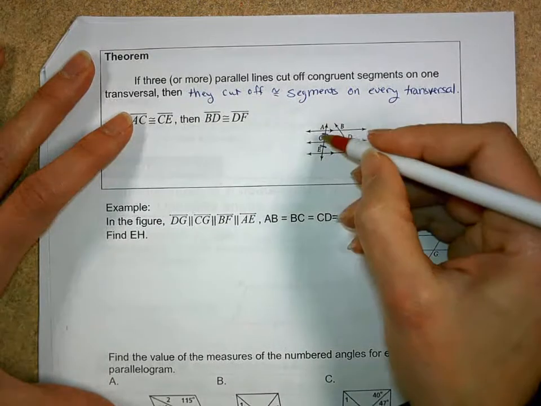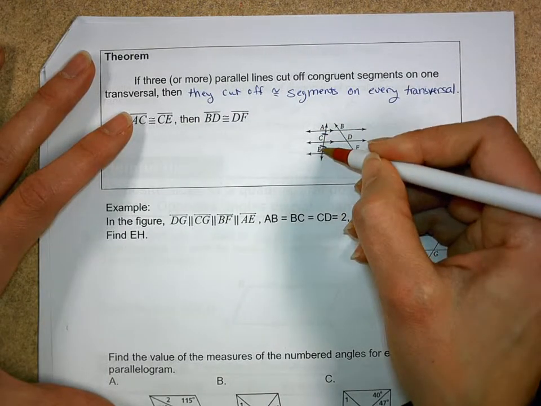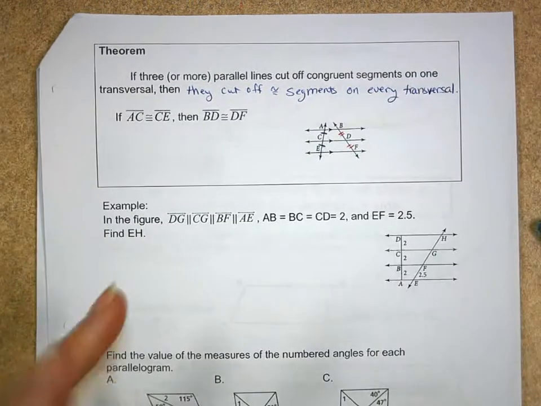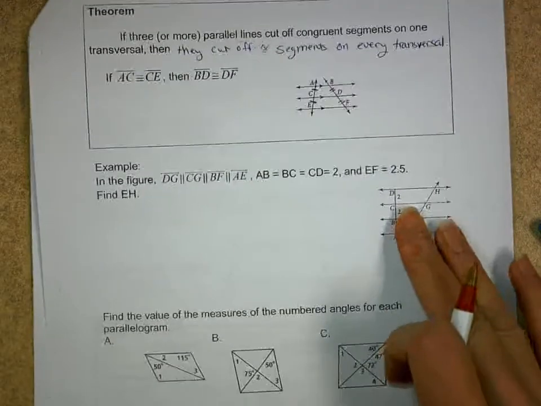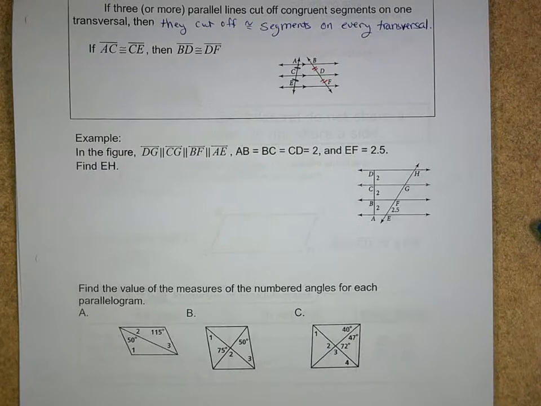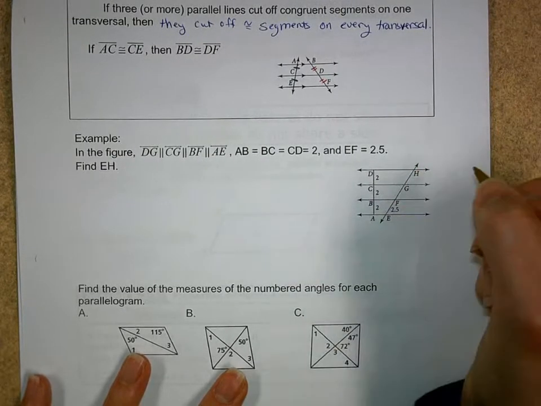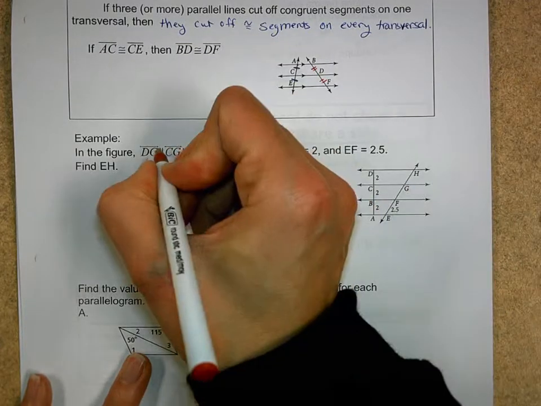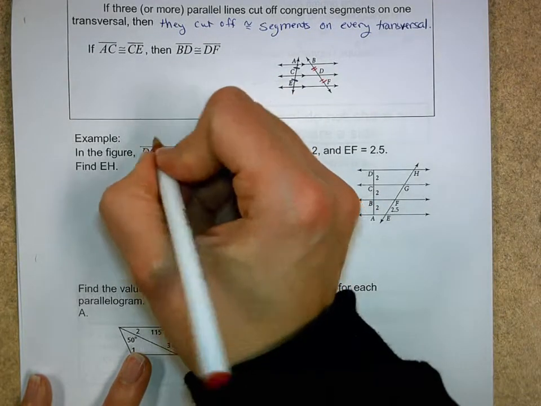Which means if I know that these two segments are the same, that means these two segments are going to have to be the same also. So here's the type of stuff that you will see, something like this example. They tell you that DH, excuse me, make sure I get the right one in here.